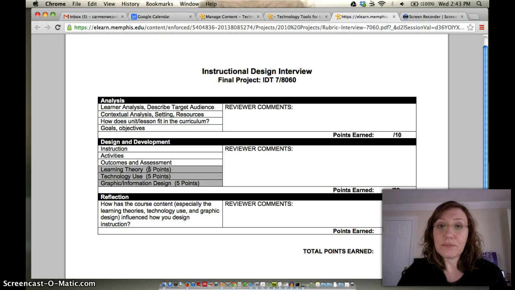And then the last part, this third piece, is the reflection. So how is the course content, and again, those three major pieces, the learning theory, the technology, and the graphic and instructional design, how have those influenced or made an impact in your thought process and the way that you view creating instruction now? How has that changed? And so you're going to talk through this in 15 minutes or less.